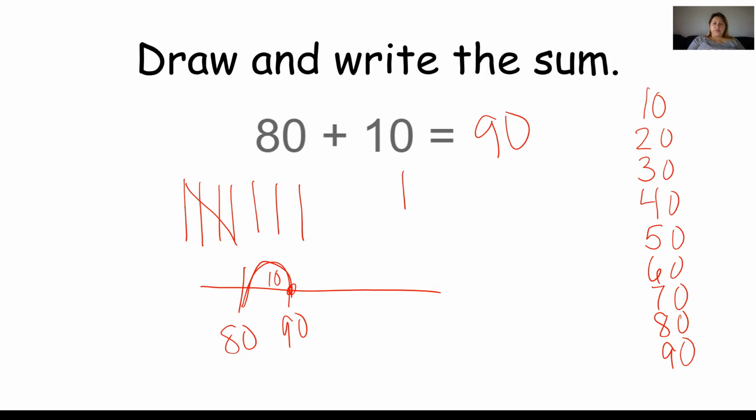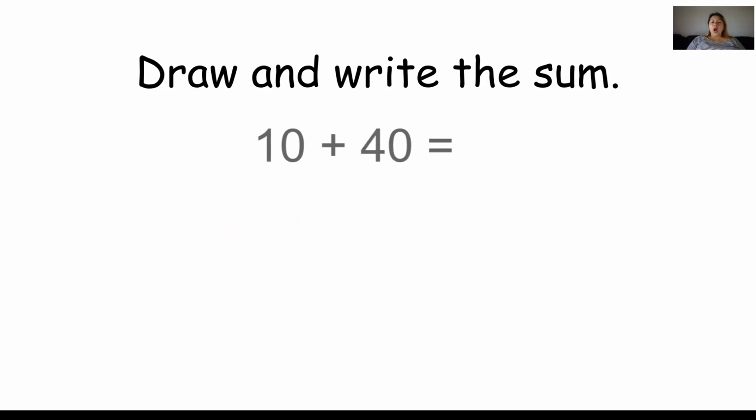Okay, let's move to the next one. Draw and write the sum. So we have 10, and then we have 40 here. 10, 20, 30, and 40. Okay, so what comes after 40? And then we're going to add one more. 10, 20, 30, 40, and then if we add one more 10, that is 50.